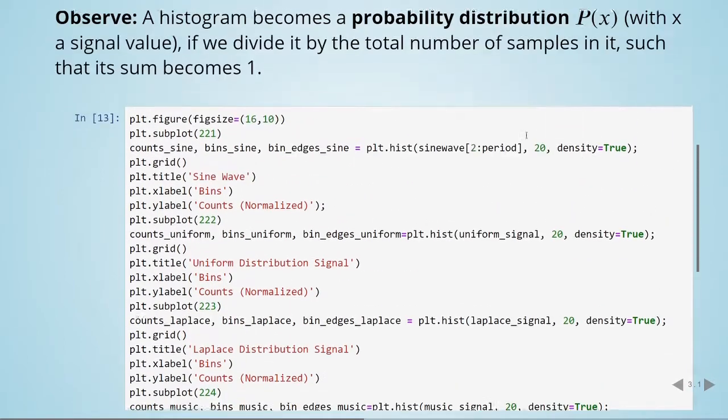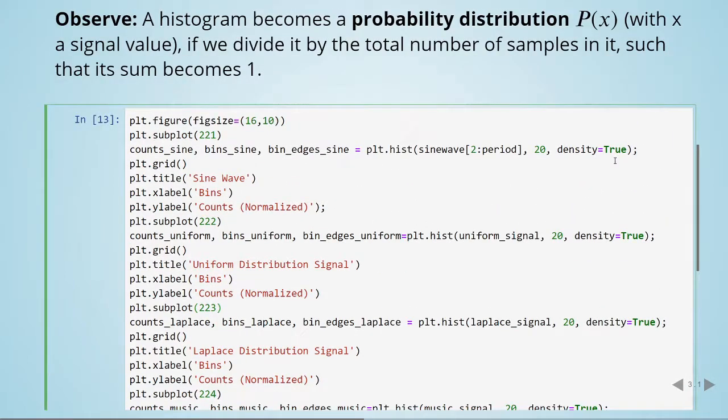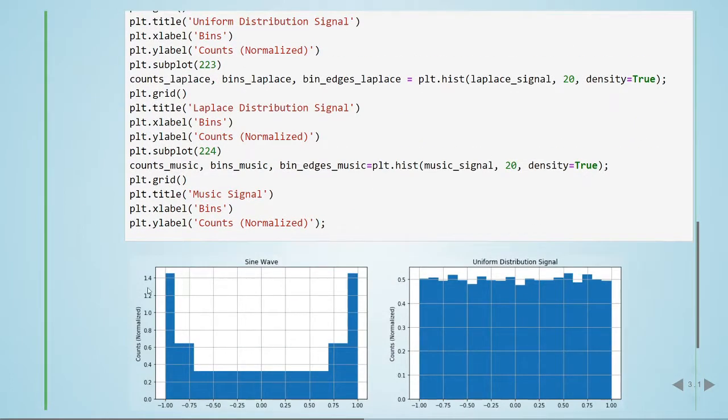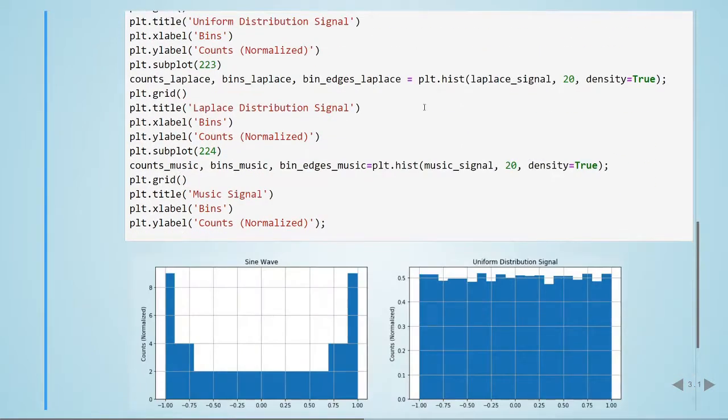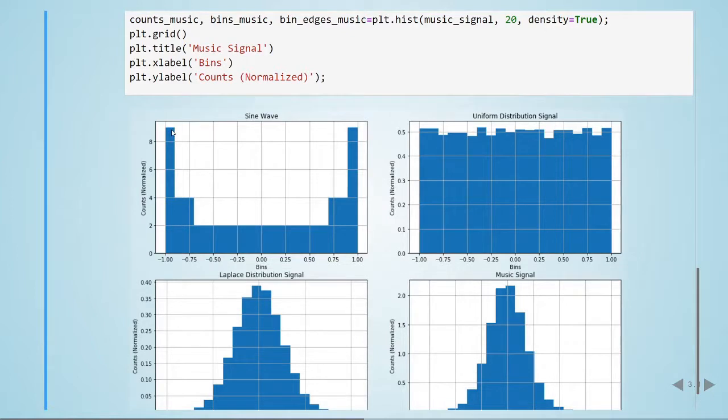So for example, if I replace this and set density equals false, we see now the sine wave is 1.4, but it goes to more or less 9. It means that there were about 9 values inside this interval, from -1 to the width of this bin.